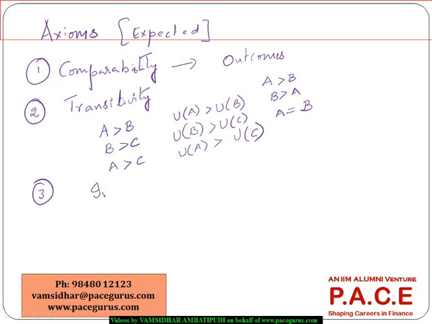Then we also talk about another property called independence. The independence property says if from a utility standpoint, I find that the utility of A and the utility of B are the same, then let's say there is one more opportunity which is C.